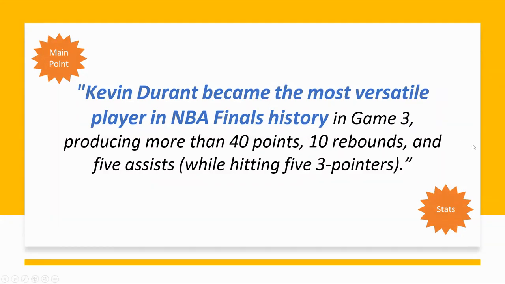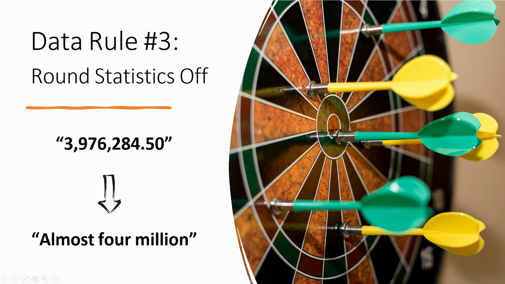The next point I want you to think about is rounding up statistics. 3,976,284.5. Say that in a presentation without a visual to go with that, and your audience is going to go, what? And start counting on their fingers and get stuck. Change that to almost 4 million, and immediately your audience is with you. They're still engaged. You haven't lost anybody. Their brains haven't exploded. They're right there with you. So always round out your statistics.